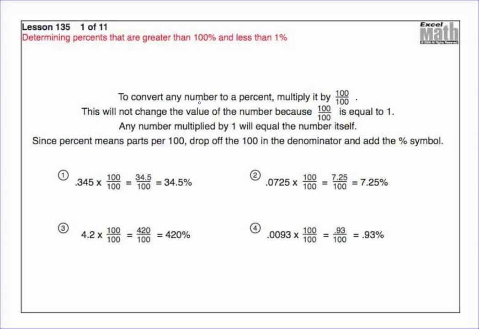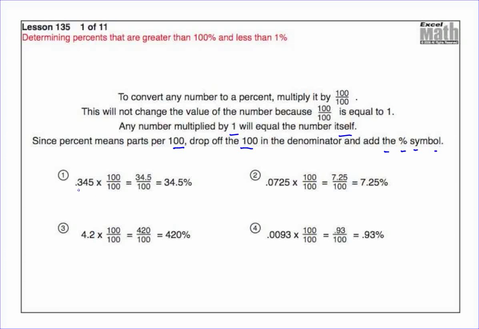To convert any number to a percent, multiply it by 100 over 100. This will not change the value of the number because 100 over 100 is equal to 1, and when you multiply, that number is equal to itself. Since the percent sign means per 100, parts per 100, drop off the 100 in the denominator and add the percent symbol and you've got your answer. Well, that's making it really complicated, but let's take a look and see what they're saying here.